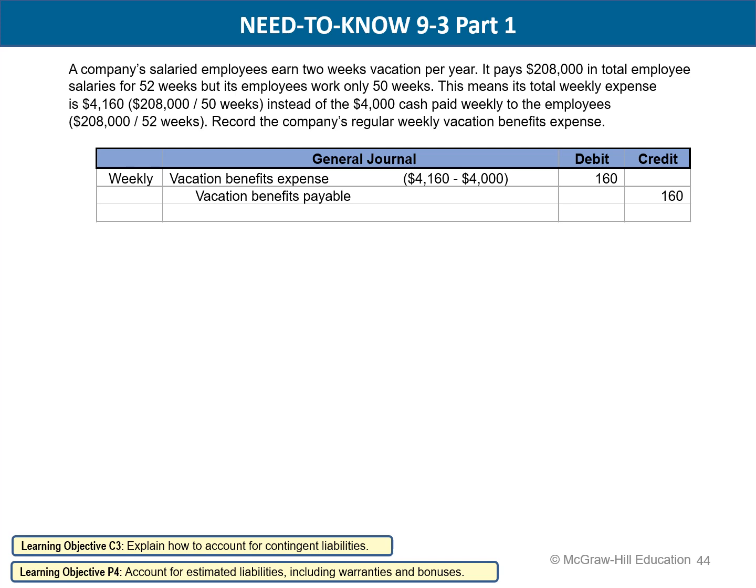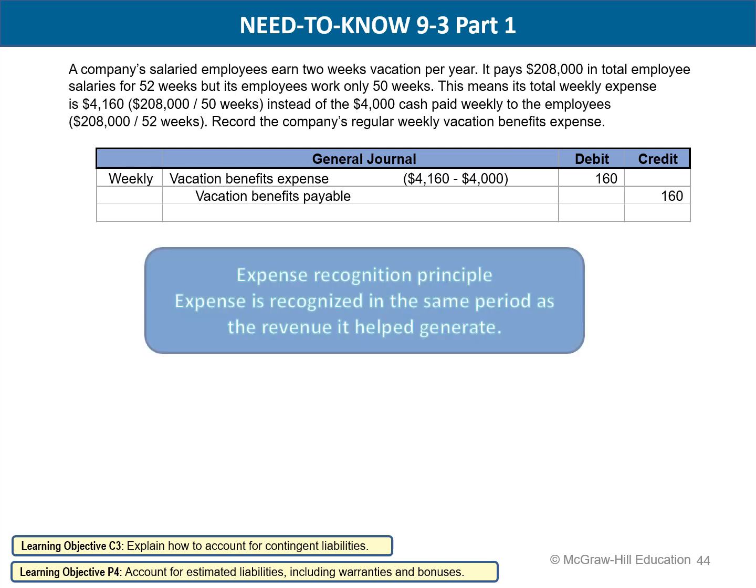All right, so we have vacation benefit expense, the difference between the two, $160, and vacation benefits payable, a credit of $160. So the expense recognition principle: expense is recognized in the same period as the revenue that it helped generate.